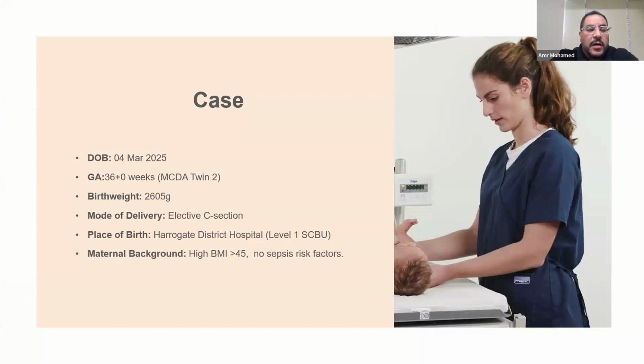The case we had in Harrogate was MCDA female twins born on 4th of March 2025, with a gestational age of 36 weeks, born after elective CS. Twin 2, whom I particularly speak about, was born with a birth weight of 2.6 kilograms at level 1 special care baby unit, as I said. Maternal background: a high BMI, more than 45, and no risk factor of sepsis. The parents declined use of steroids before the delivery.